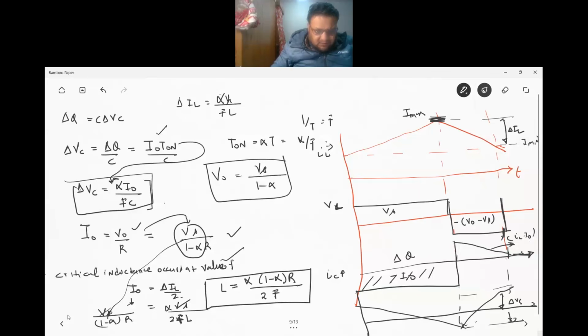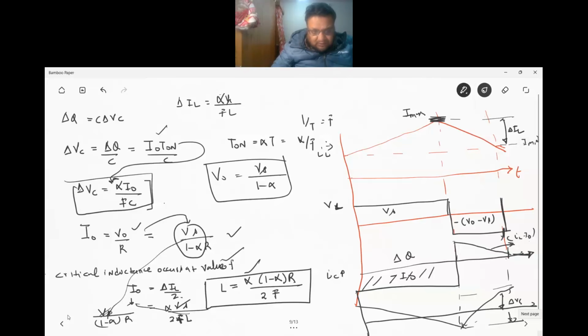So this is Vs cancels. Okay, then your L, you have to take this side, L you took this side, 2f remains there, alpha is there, and then 1 minus alpha comes on top, R comes on top. So this is the value: alpha 1 minus alpha R into 2f.